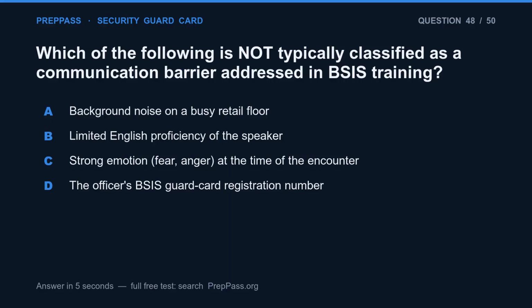Question 48. Which of the following is not typically classified as a communication barrier addressed in BSIS training? A. Background noise on a busy retail floor. B. Limited English proficiency of the speaker. C. Strong emotion, fear, anger, at the time of the encounter. D. The officer's BSIS guard card registration number.